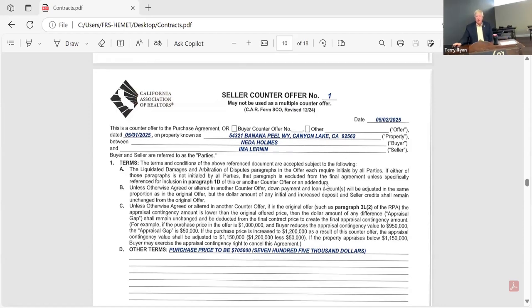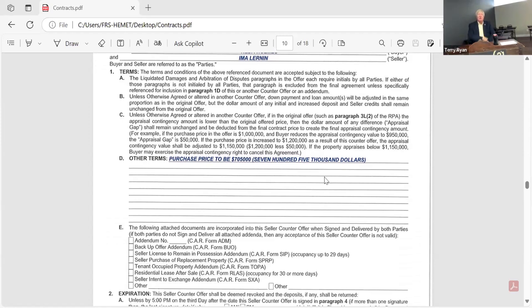And in this seller counteroffer, notice how many blank lines there are. There's a lot of them, which means that you can counter a lot of different things. You can counter who's going to take care of the escrow. You can counter how many days to close escrow. Maybe they asked for 60, you don't want to go any more than 45. The maybes can get endless.